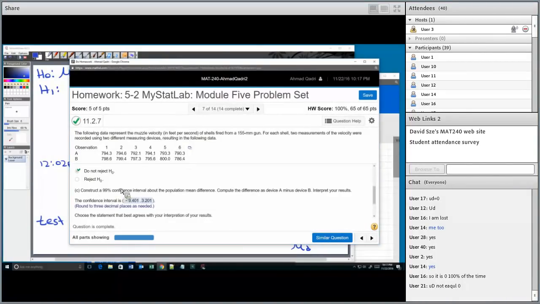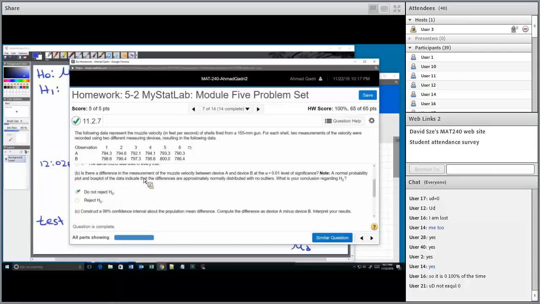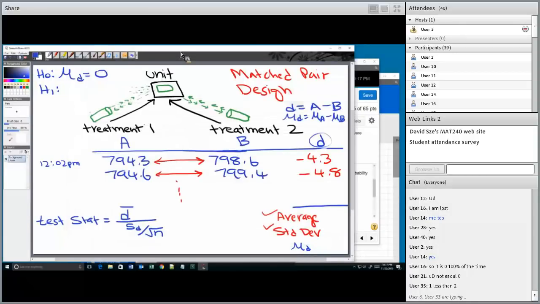Now we are interested in, is there a difference in measurements of muzzle velocity between A and B? All we are interested in, is there a difference? We're not interested whether A is less than B or A is greater than B, just a difference. We're not interested in whether 1 is less than 2 or 2 is less than 1. We are interested whether there's a difference. So it's a two-tailed test, yes. So what would be my alternative hypothesis? How do I write it? Mike has written it correctly, but let's see. Mu D not equal to 0. Very good.